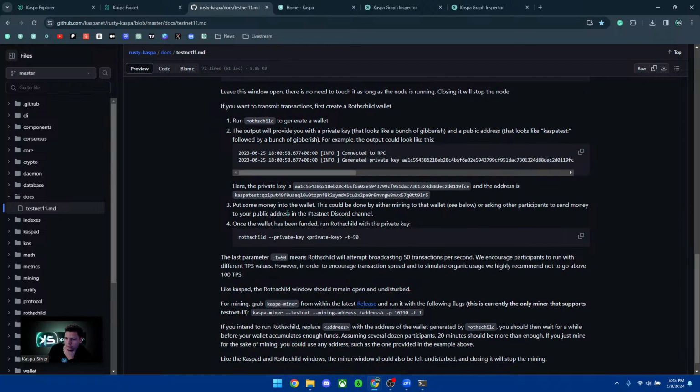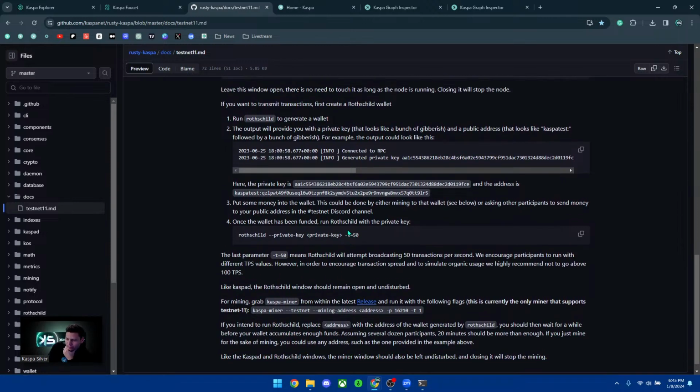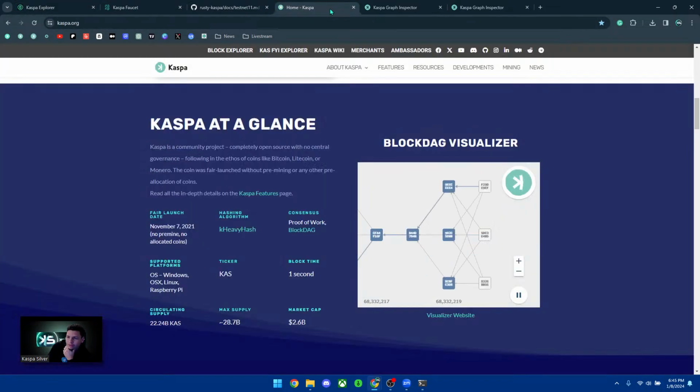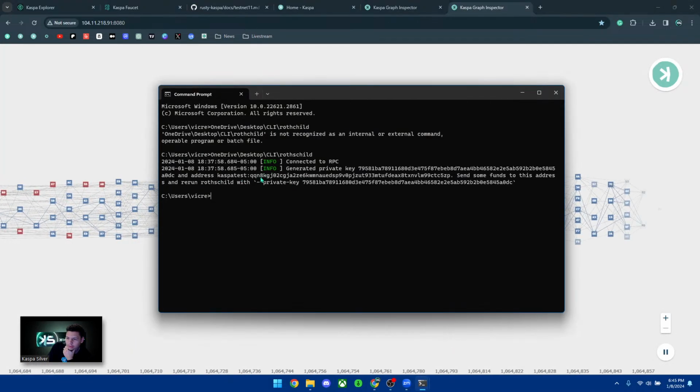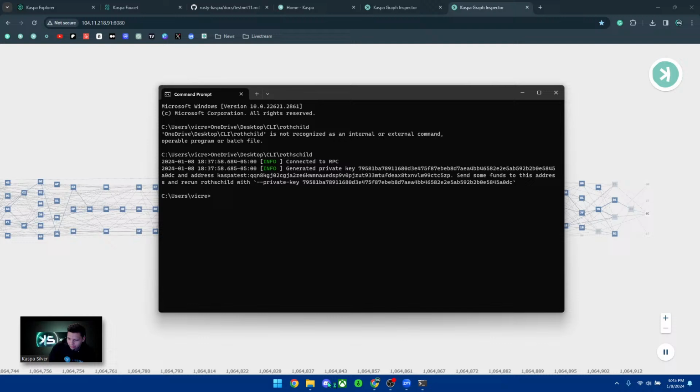Okay, so I did that. Put some money in the wallet. This could be done by either mining wallet or asking other participants for some money. I was really hoping to mine. Yeah, no, sorry, Casper. We're not going back to CPU mining. I know how awesome that would be if we could go back to CPU mining. Yeah, so I just need some funds, pretty much. Where's my address? Let me grab my address again. Let me see if someone sent me some funds. If someone can send me some funds, let me open up Discord as well.